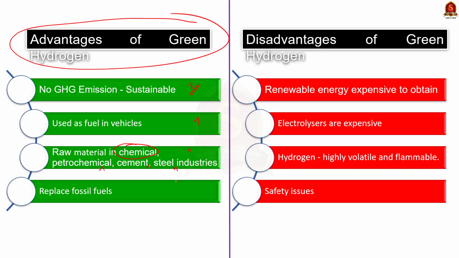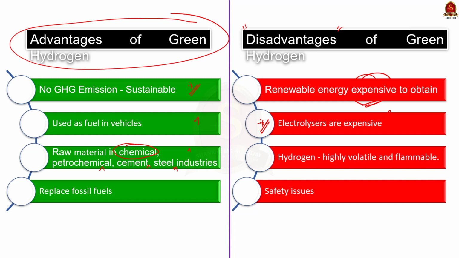Now, looking at the other side of the coin, let us see the disadvantages. Firstly, green hydrogen is more expensive to obtain. As we saw earlier, it is generated using energy from renewable sources. The generation of energy from renewables is more expensive vis-a-vis fossil fuels. Apart from this, the electrolysers used in the production of green hydrogen are also expensive. These factors make it a more expensive fuel.